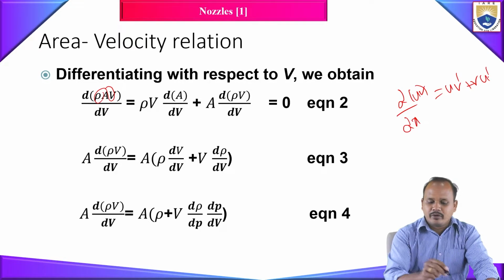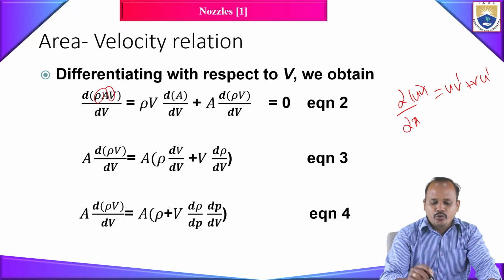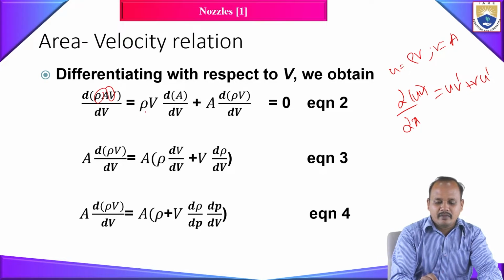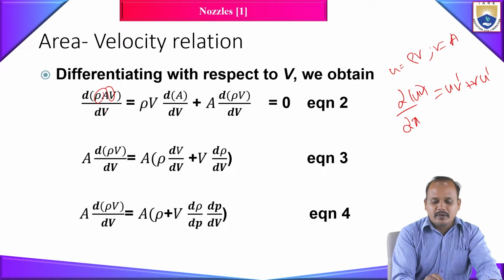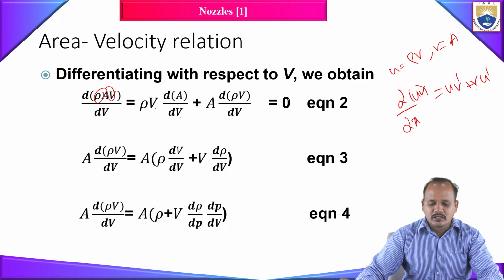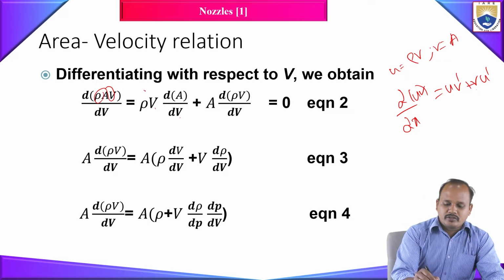Here I'm going to take, let's say, u as rho into v and v as capital A, the area. So d by dv of rho A v, I'll have u v dash, so rho v into dA by dv, plus v u dash. Here v is your A and u dash is d by dv of rho v, which is equal to 0. Okay, so this portion is over.